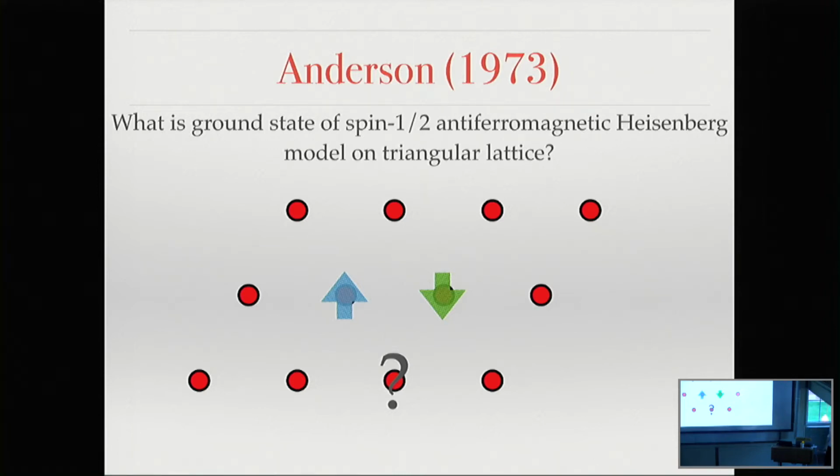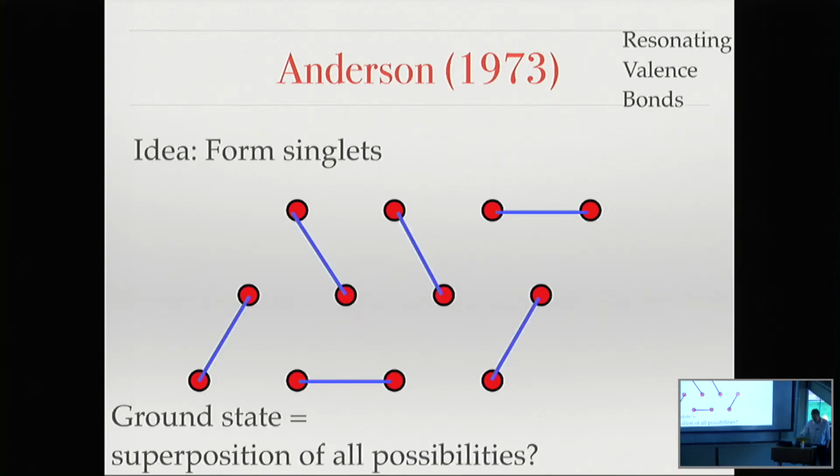So what P.W. Anderson said is, let's use this idea of Pauling's and just take pairs of sites and form singlets. He wrote this down as a variational wave function, took a quantum superposition of all these singlets, and he actually got a really good energy. So this appeared to be a pretty good model for what's happening in the Heisenberg antiferromagnet on a triangular lattice.